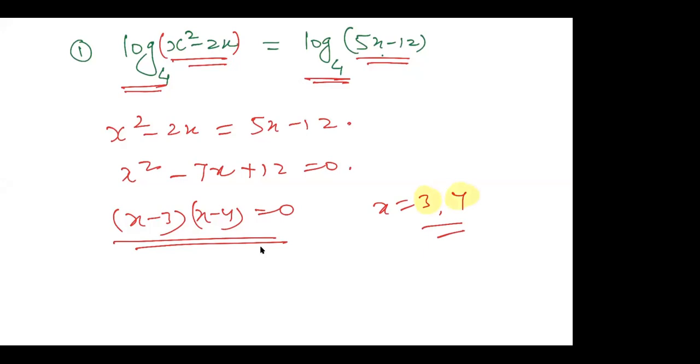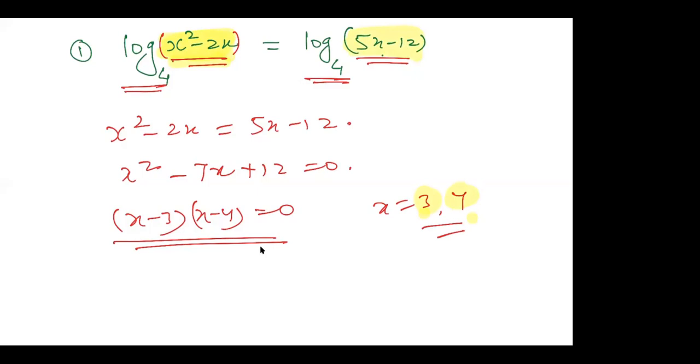What is the meaning of satisfying or not? If you put the value 3 or 4 in the question itself, the inside of the log, everything must be positive. So is it positive or not? You have to check every time.